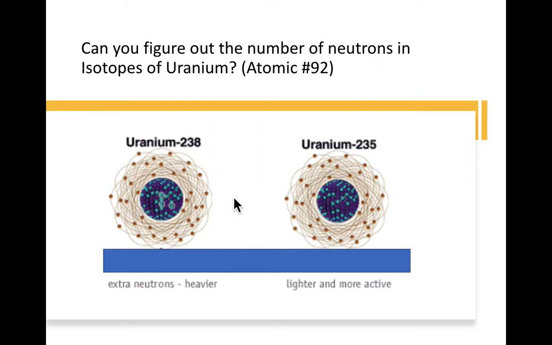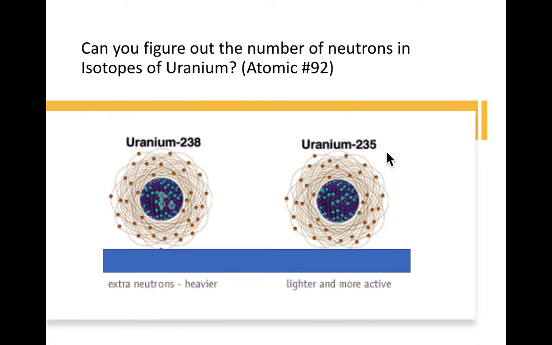So can you figure out the number of neutrons in these isotopes of uranium? Uranium has an atomic number of 92, and there are 2 isotopes of uranium. They're actually kind of interesting. Uranium-238 is by far the uranium atom that is most abundant in nature. It makes up like 99% of all uranium atoms. It is radioactive and dangerous, but it is no good for making atomic bombs with.